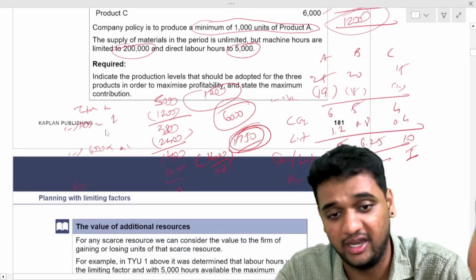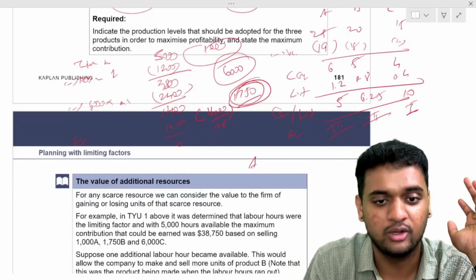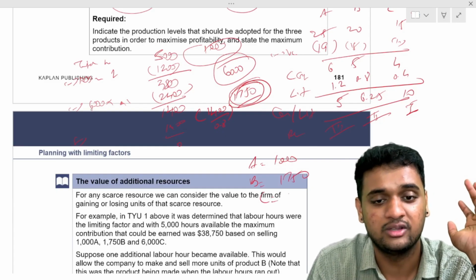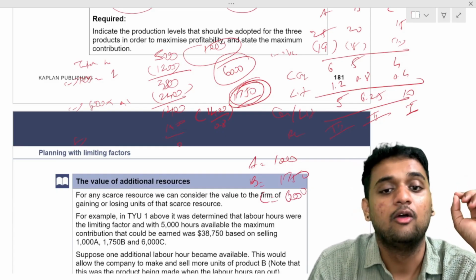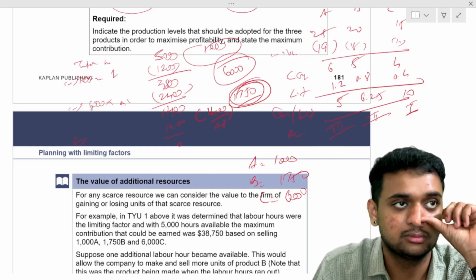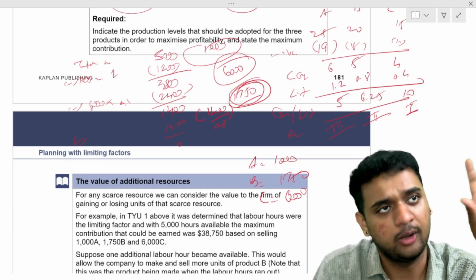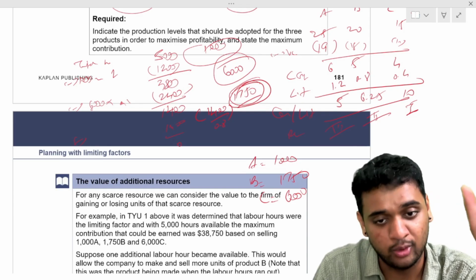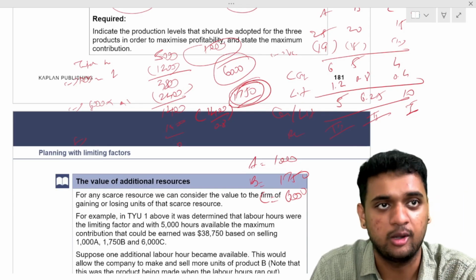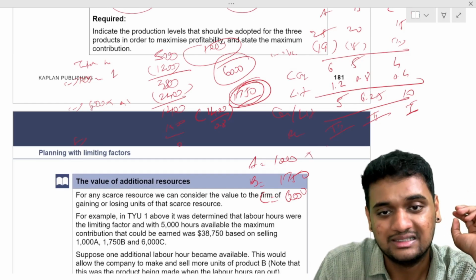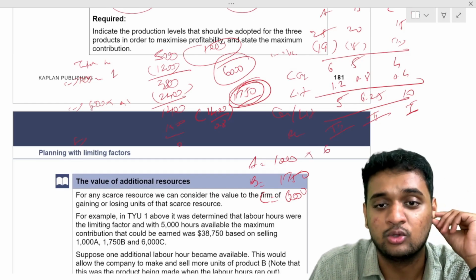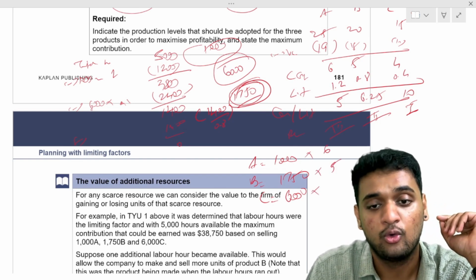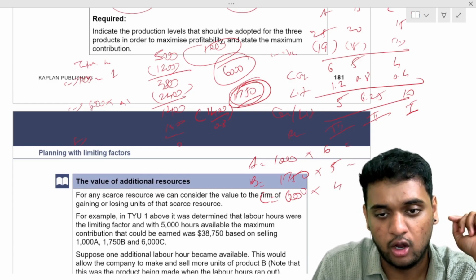See how much contribution you are getting from each product. A, how many units? 1000. B, how many units? 1750. C, how many units? 6000. From A, how much contribution are they getting? Contribution per unit. This is all per unit. Now we found the units: 1000 units, 1750 units, 6000 units. You have to multiply by the contribution per unit only. 1000 into 6 plus 1750 units into 5 plus 6000 into 4. You add all these, what are you getting?